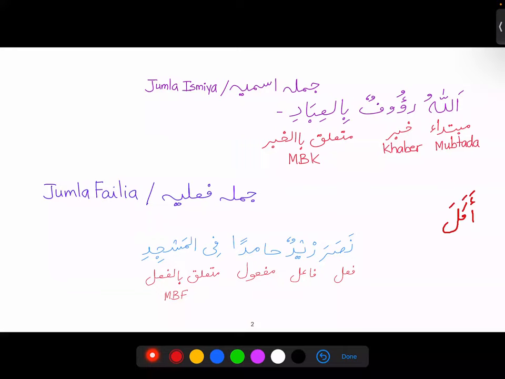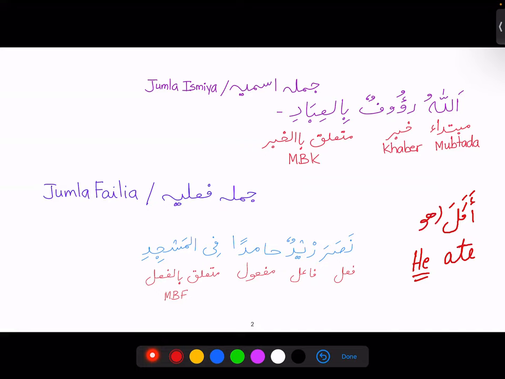He ate. So what is this "he"? The doer, the fail. So Akala has "hua" in it. This "hua" is basically the fail of Akala. So this is a complete jumla failure.